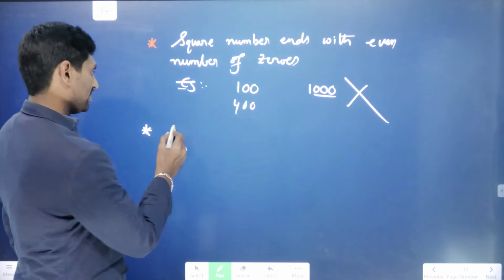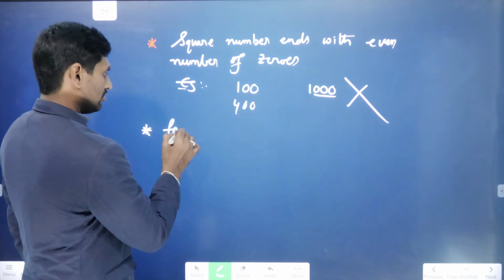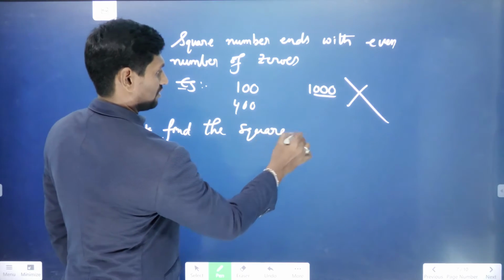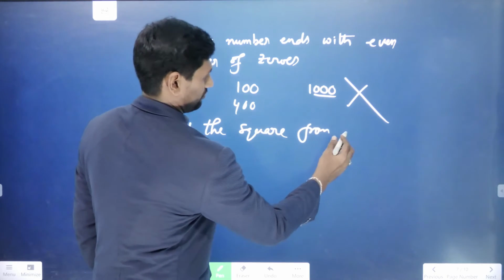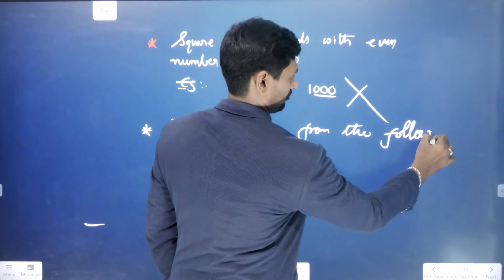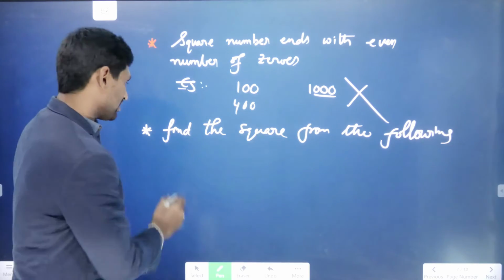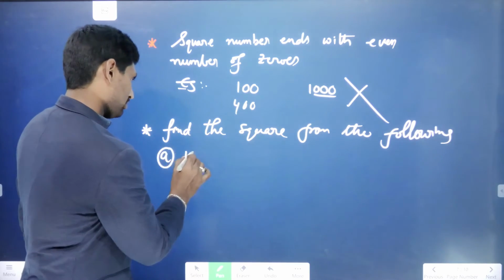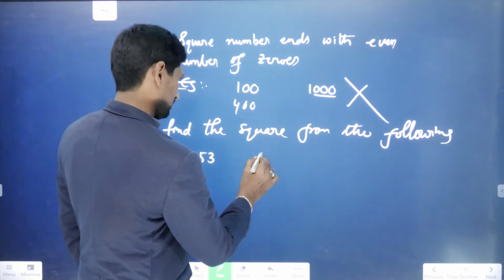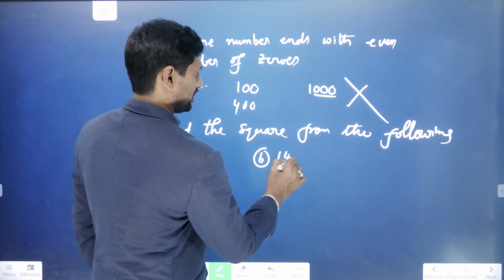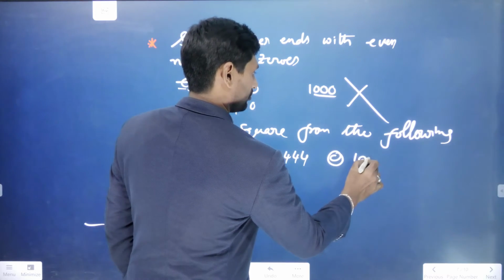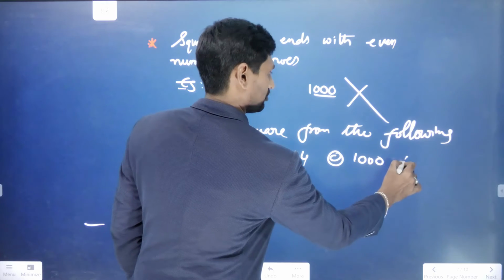Now I am giving one question. Find the square number from the following. So your options are 1253, 1444, 1000.